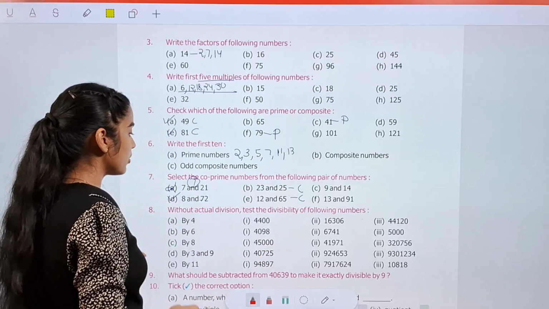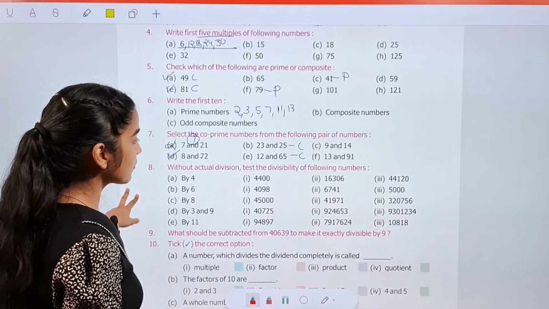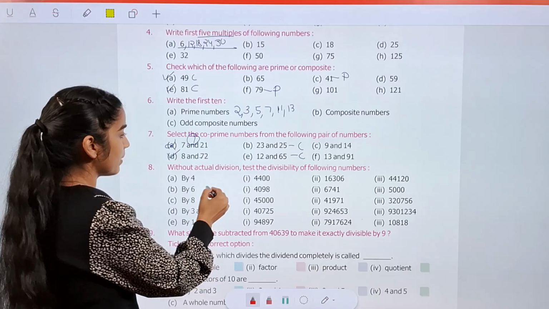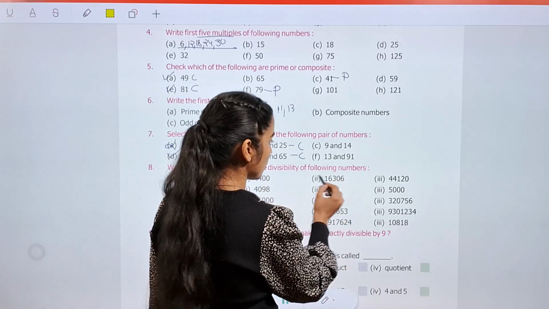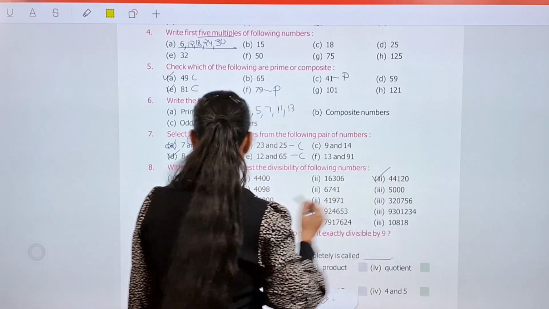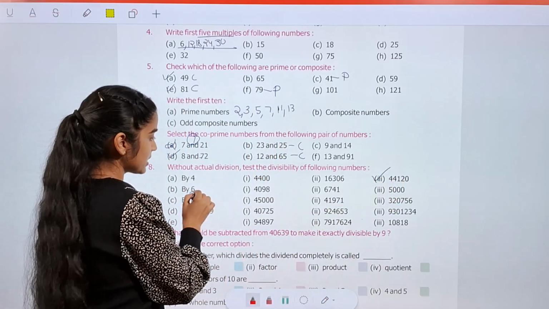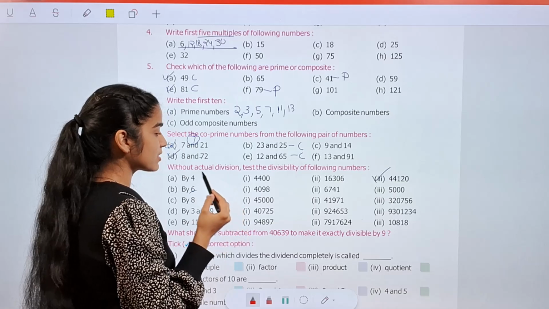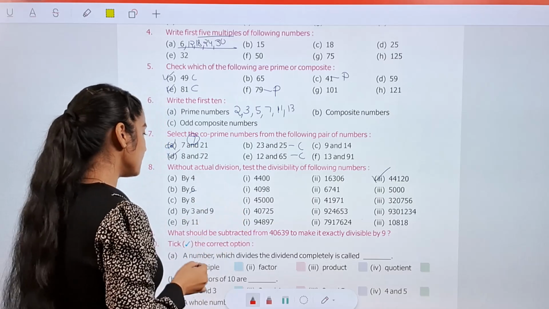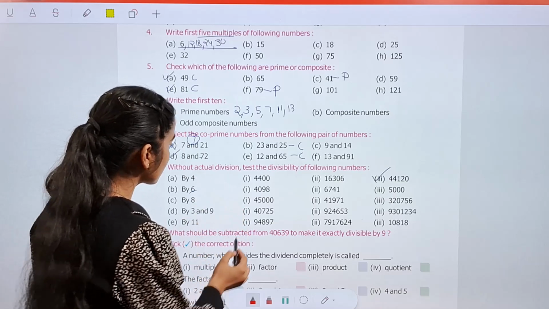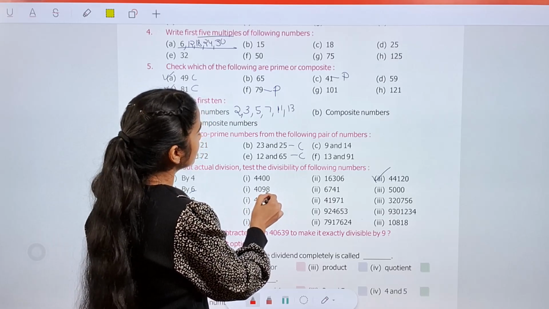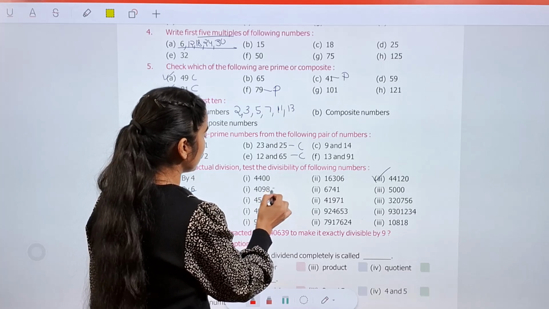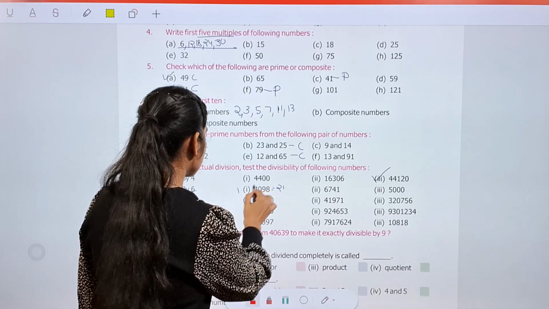Okay. Without actual division, test the divisibility of the following numbers by 4. For 4, we check the ones and tens places. This one is not, this is not. By 6, for the divisibility test we need 2 and 3 both to be fulfilled. So if we add 4 plus 9 is 13, 13 plus 8 is 21. So it means this is divisible by 6.